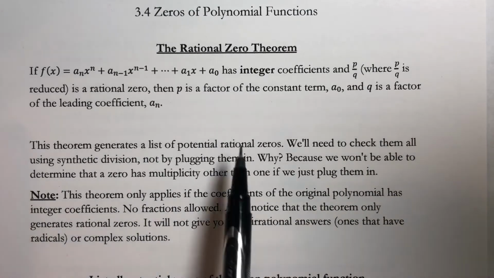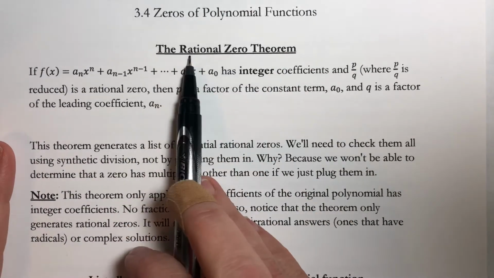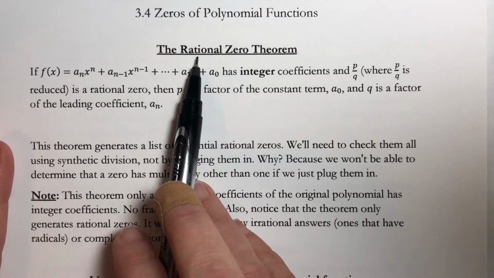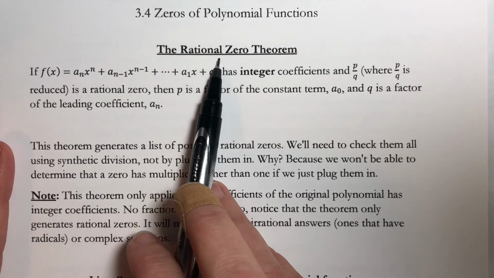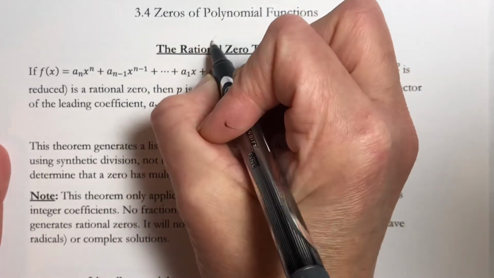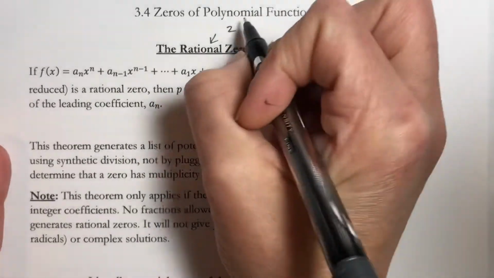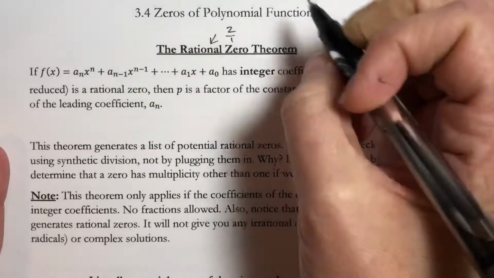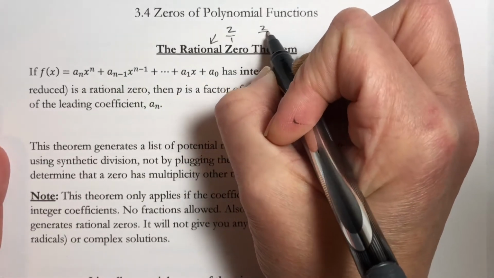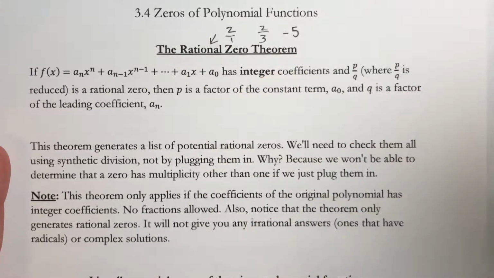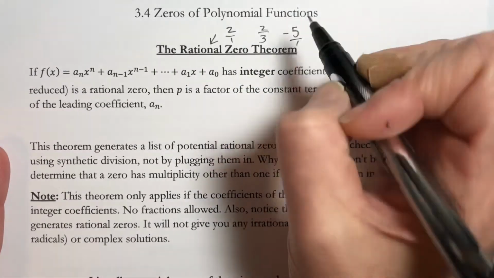Okay. So the first thing we're going to do is talk about the rational zero theorem. Rational numbers are numbers that can be written as a fraction. So examples of rational numbers would be things like 2, because I could write it as 2 over 1. I could write 2/3. That's rational. -5 is also rational because I could put that over 1.